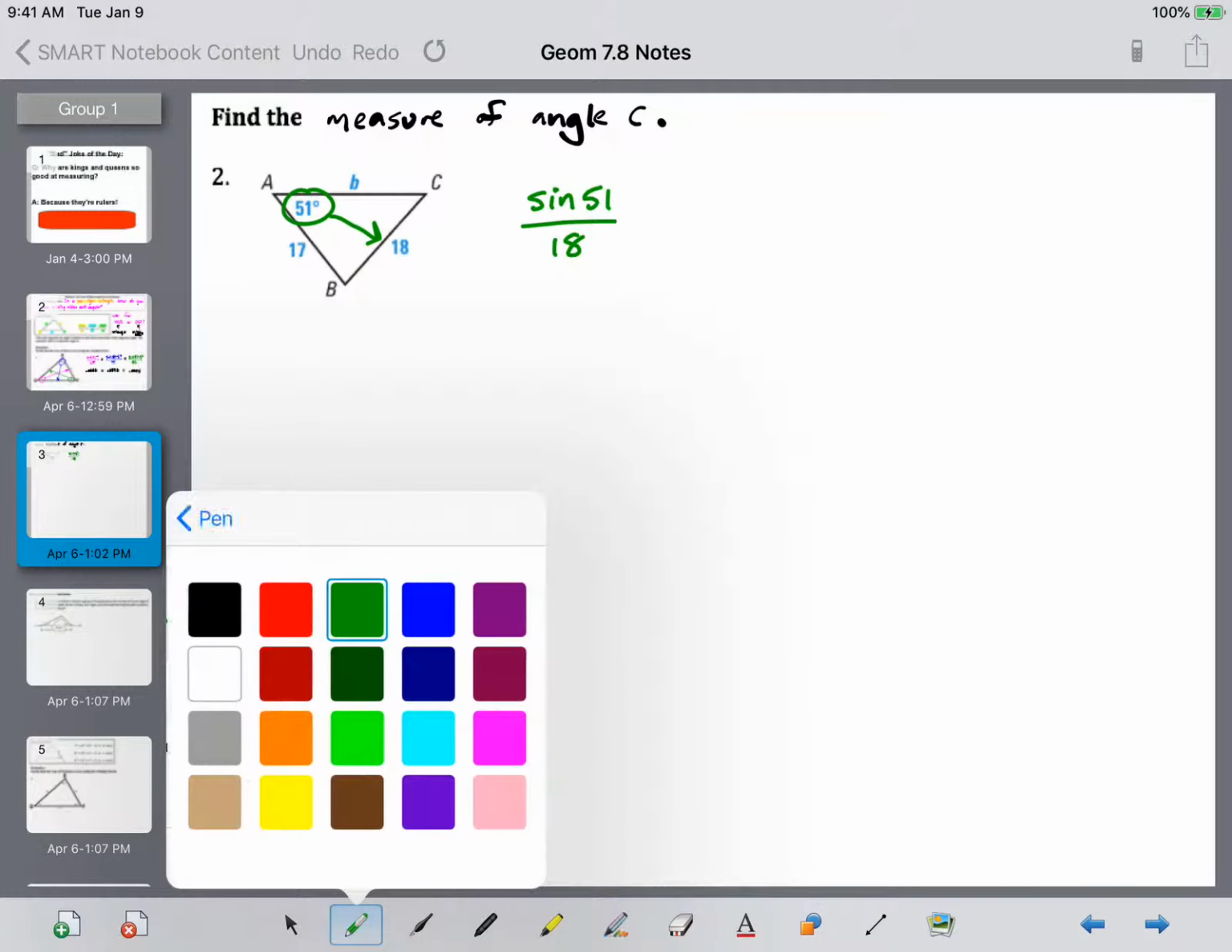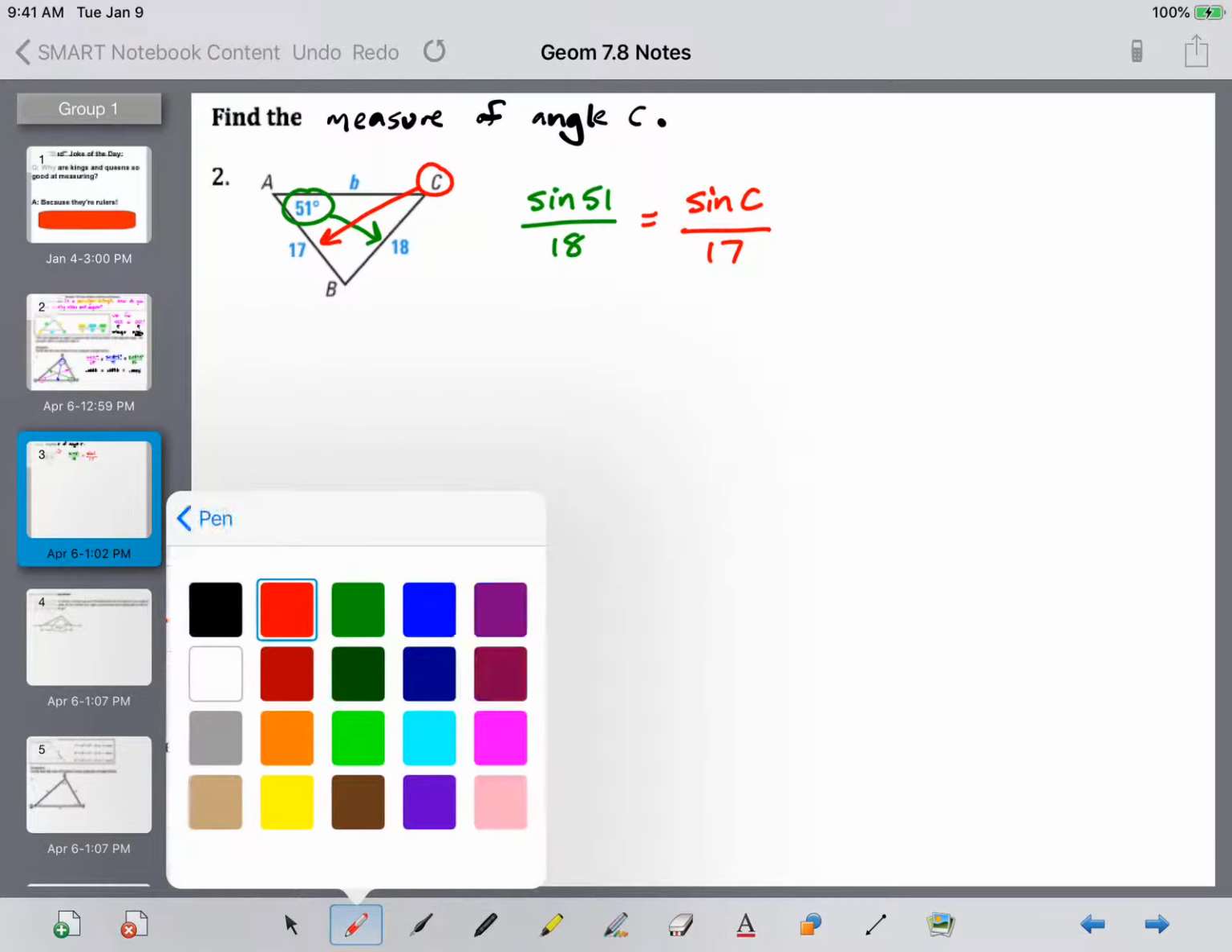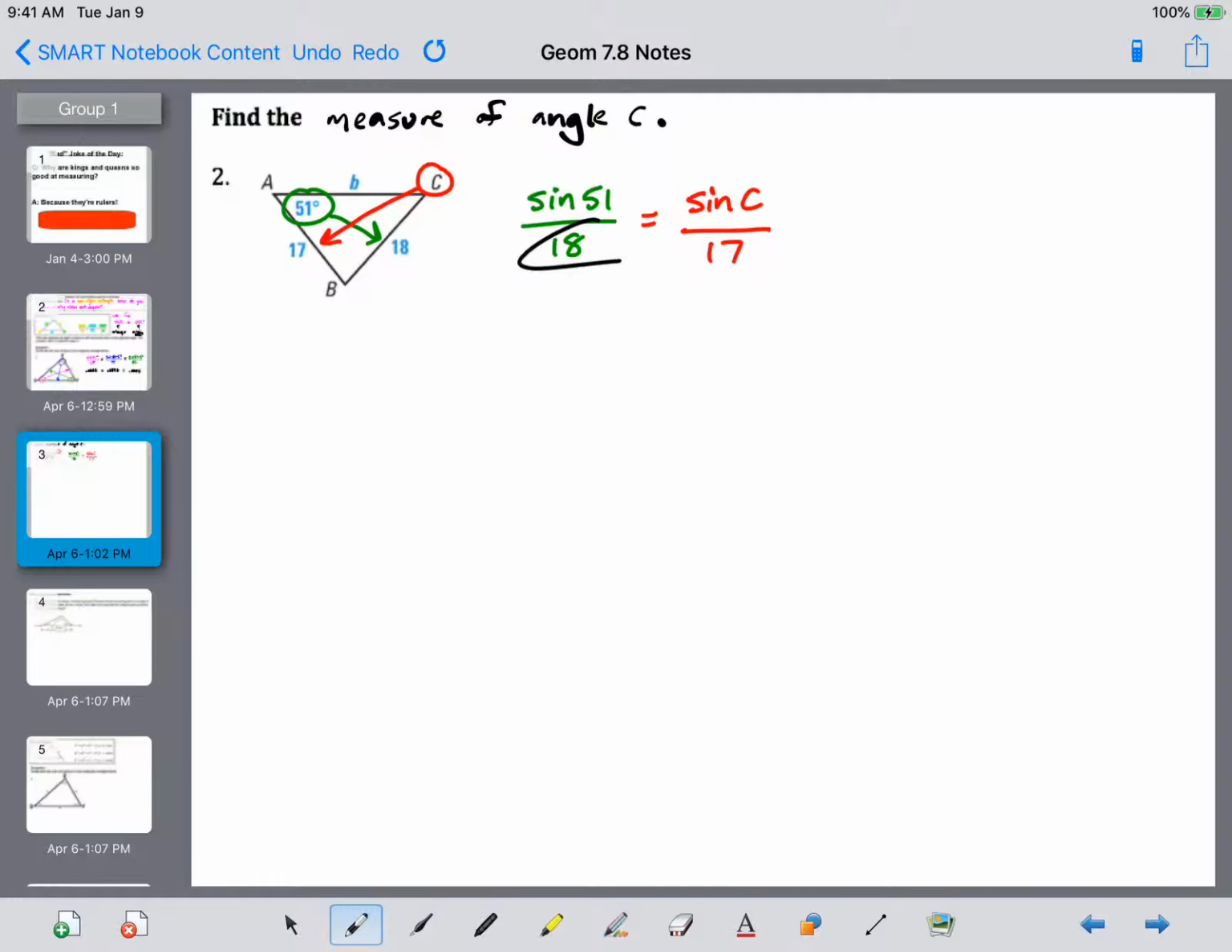Now, since we're trying to find angle C, we have to use this side over here. So we're going to leave it as the sine of C and put it over 17. Since we don't know angle C, we have to leave that variable as it is. All right, so now we can go ahead and cross multiply. We're going to do 18 times the sine of C is equal to 17 times the sine of 51.